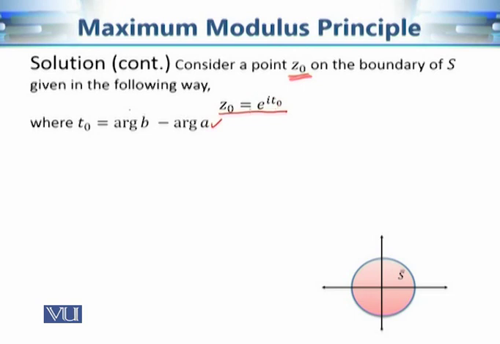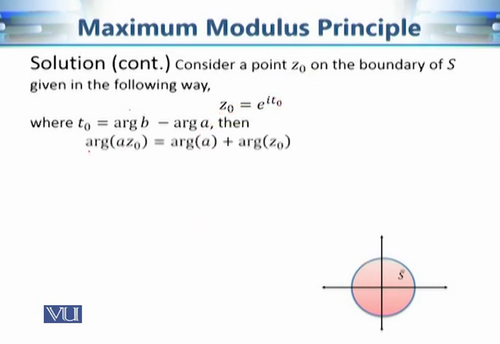In this case, of course, it is some point on a circle, because mod of z naught is equal to 1, so it is some point on this circle which is the boundary of this region S. And in this case we choose this t naught to be argument of b minus argument of a. So what is the main benefit of that?